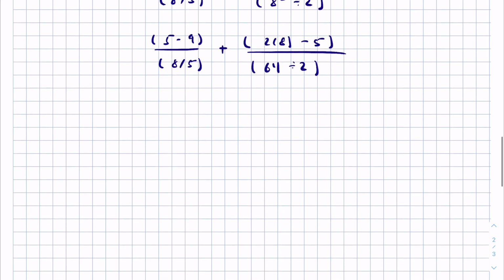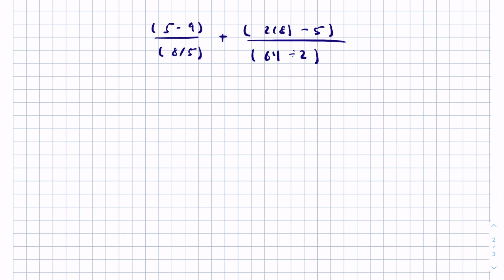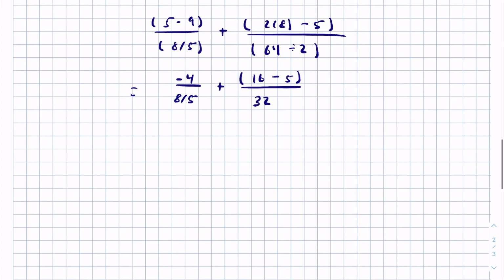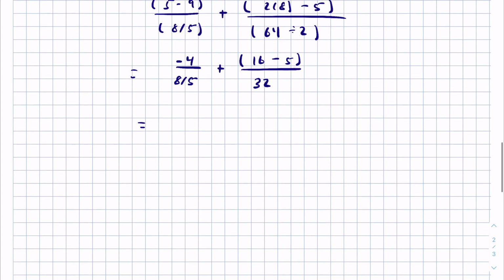Now we're going to evaluate these four parenthetical statements. In the top we have negative 4 divided by 8/5. We'll leave that as 8/5 for now. Plus, this is going to be 2 times 8 is 16, minus 5. And then over, 64 divided by 2 is 32. And then we want to make sure we evaluate the last one. So we have negative 4 over 8/5 plus 11 divided by 32.